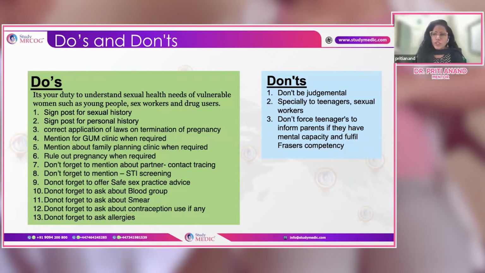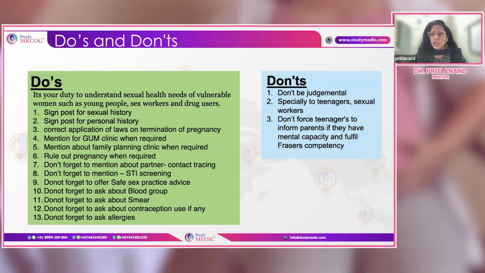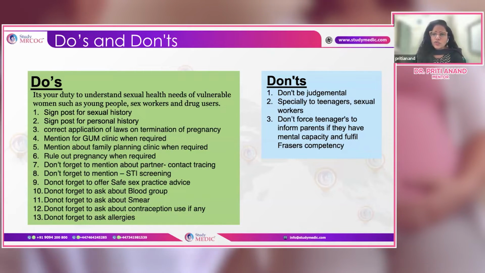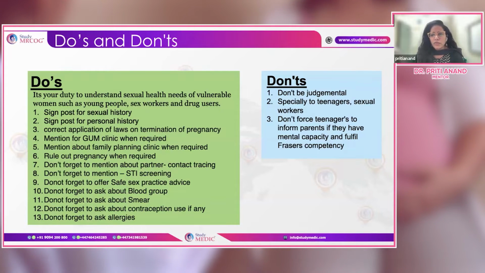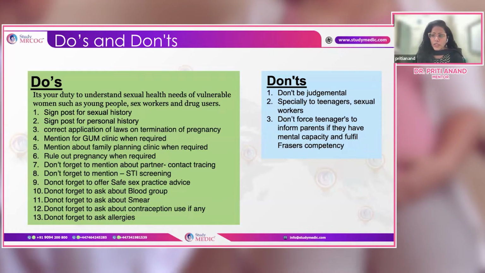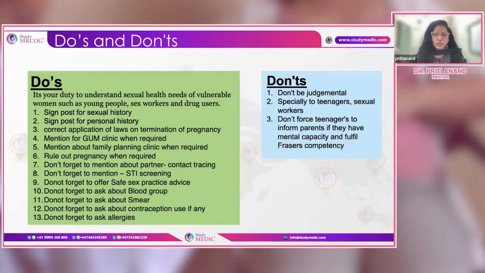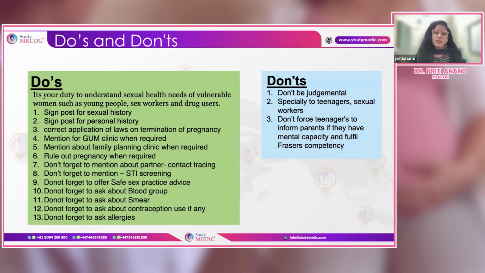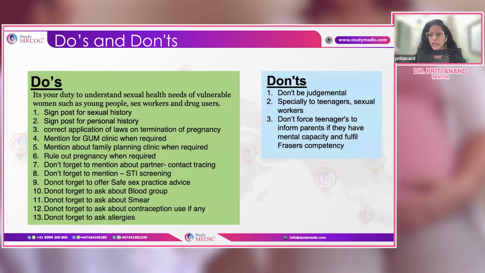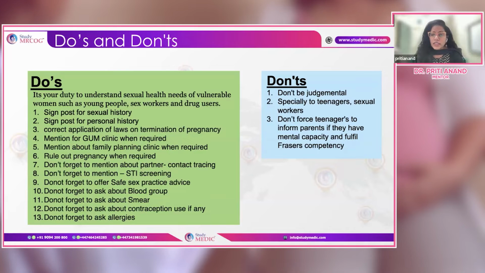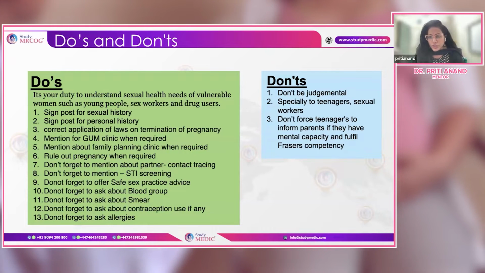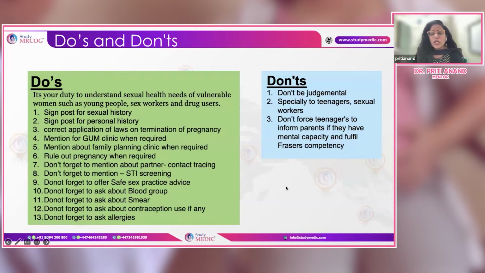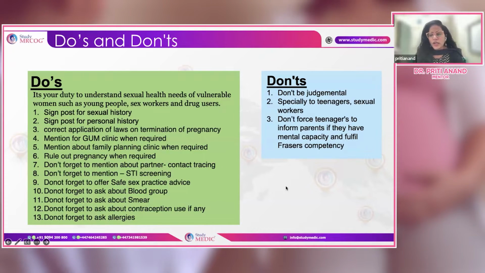Don'ts means do not be judgmental, specifically for the young girls, teenagers, and sexual workers. Don't force teenagers to inform parents if they have mental capacity and fulfill the Fraser competency. You will offer them to involve their parents. You will never force them, or say that you have to be accompanied by somebody elder if you are less than 16, unless you are accompanied by them I won't give you the treatment. Okay, it's very, very important. Please understand, if they have mental capacity and they fulfill the Fraser competency, you cannot deny contraception or any other management to them.